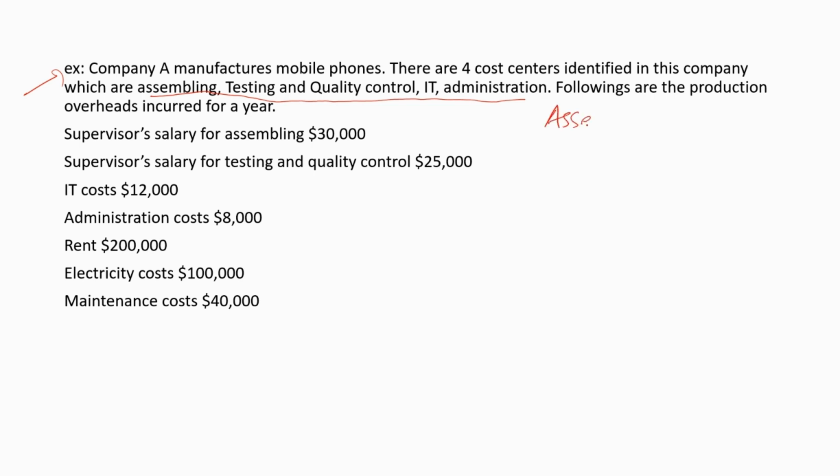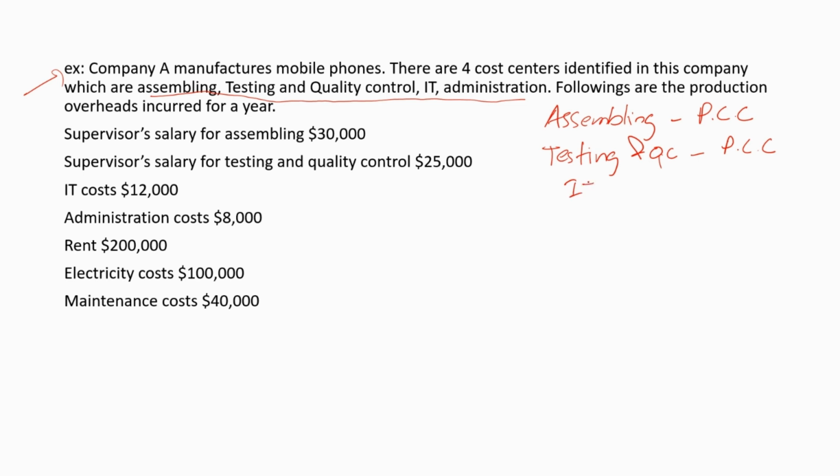So assembly: is this a production cost center or a service cost center? This is a production cost center because this is directly involved in the production. Then testing and quality control. Is this a production cost center or a service cost center? This is a production cost center because testing and quality control is directly related to the production.